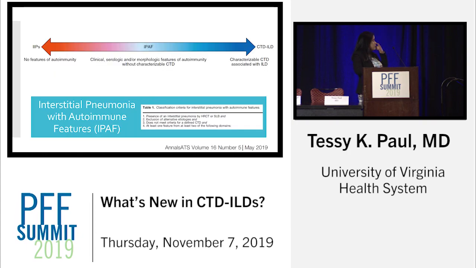So I want to spend the rest of the time talking about some of these new things. I'll talk a little bit about IPAF, or interstitial pneumonia with autoimmune features. So we have patients who fall in the completely idiopathic end of the spectrum, and people with full-fledged CTD-ILD. So there are people who have some of these autoimmune features but don't have a characterizable connective tissue disease, and they fall in this IPAF group.